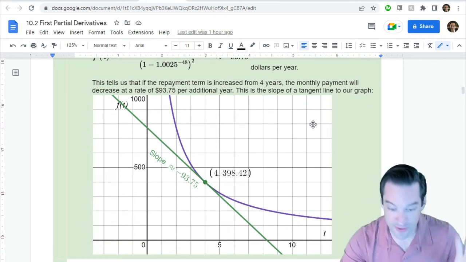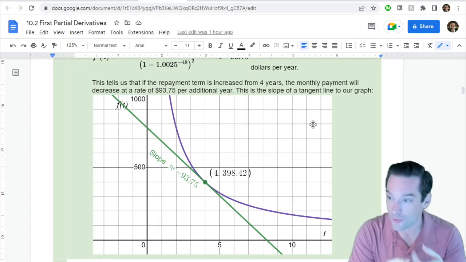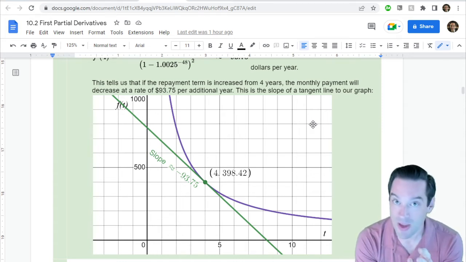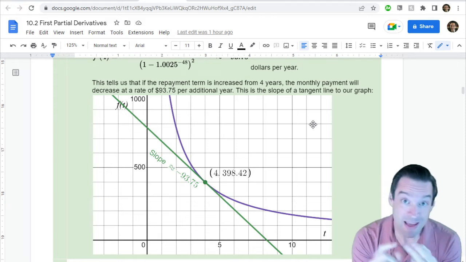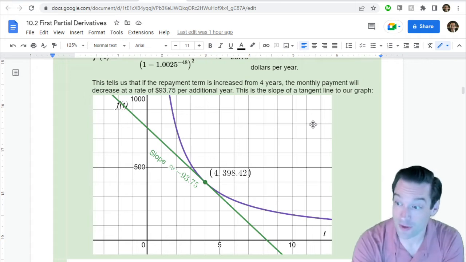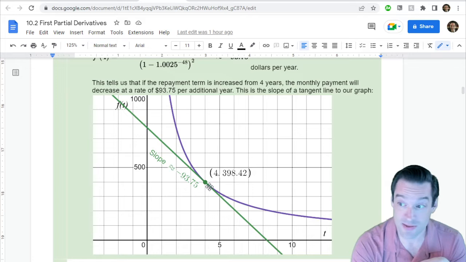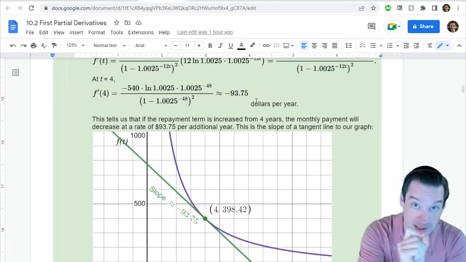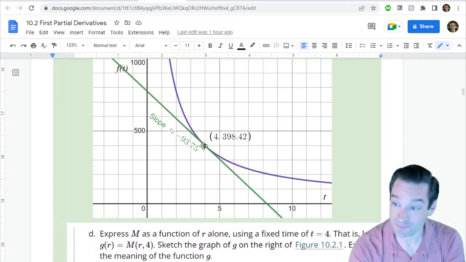So I might say that what this number tells me is that compared to a loan with a 3% interest rate, which is not varying, and with a repayment term of 4 years, which has a monthly payment of $398.42, if I increase my term of payment of my loan, so if I increase t, then my monthly payment is going to decrease at a rate of $93.75 per each additional year that I increase my term. Right? So it tells me that rate of change at that point.